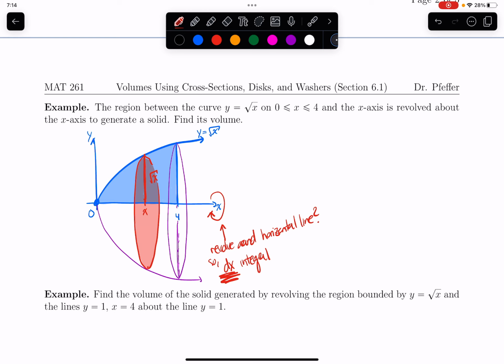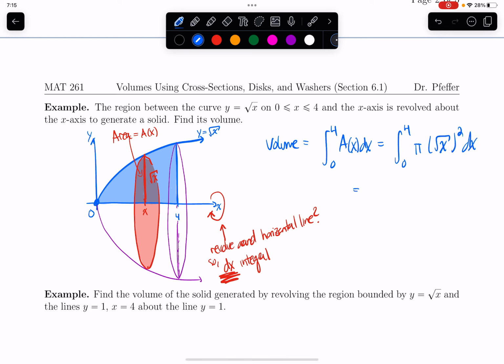The area of that disk is always given by pi r squared. So in this case, the area, which I'm typically going to call A of x, means the volume that I'm looking for is the integral from 0 to 4 of A of x dx, which is the integral from 0 to 4 of pi r squared, where r is the square root of x. So I'm getting the integral from 0 to 4 of just pi x. And if I go ahead and do the integral and evaluate it, I'm getting 8 pi.